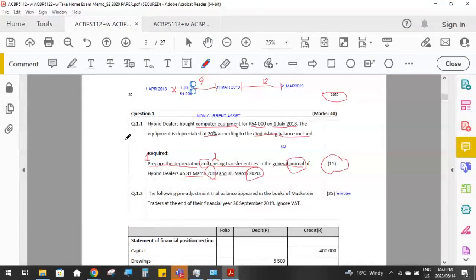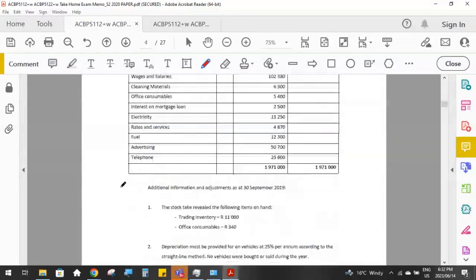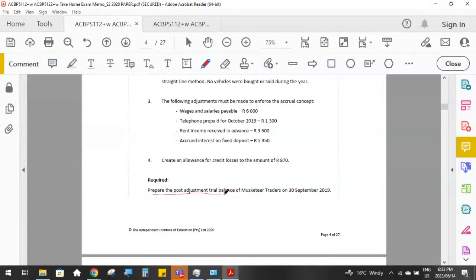Okay, so that was for 15 marks, and you can easily make up a bit of time there if you do know your work really well. It should not take you even 10 minutes to do that question, which means you've saved up an extra 5 minutes for the second one, which you probably need a little bit of extra time for. This 25 mark question has a pre-adjustment trial balance. We have to do the adjustments from the additional information, and then prepare a post-adjustment trial balance.